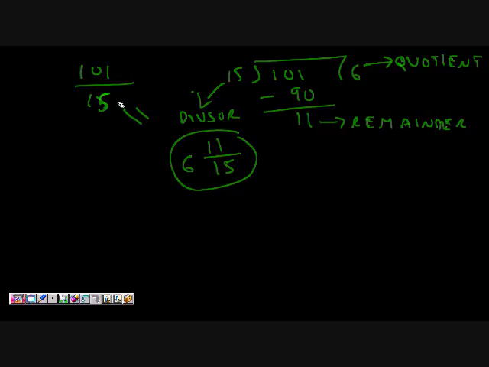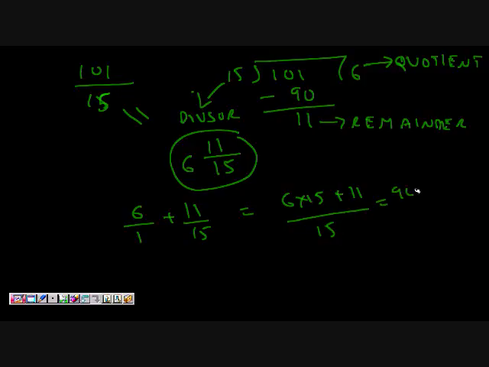Now if you want to check this, we can write 6 and 11/15 as 6/1 plus 11/15, which is again, take the LCM. 1 goes into 15, so 6 times 15 plus 11 divided by 15, which is 90 plus 11 over 15, which is 101/15, which is the same number that we had before.